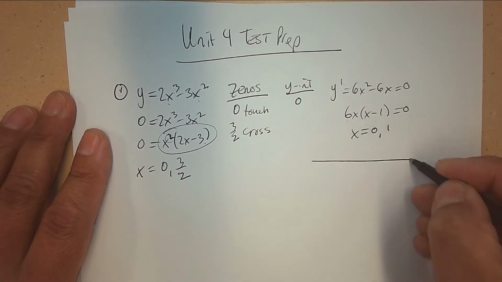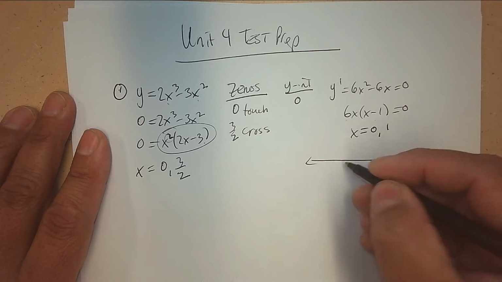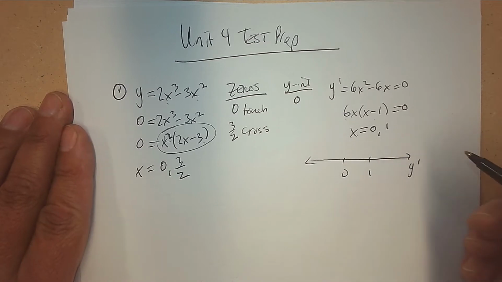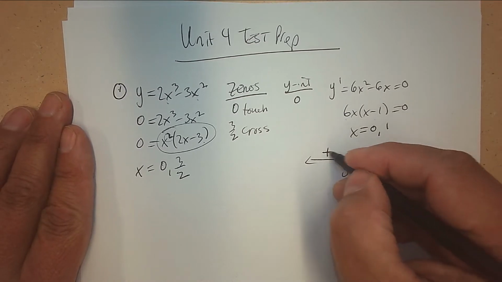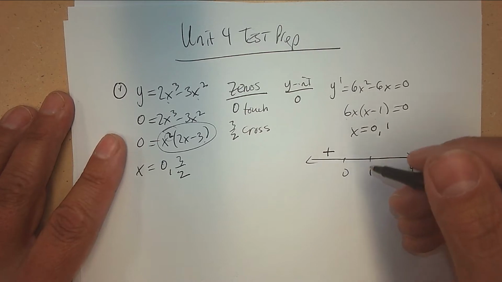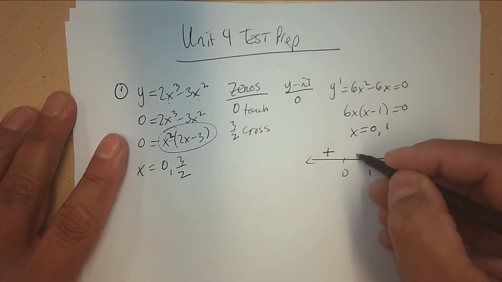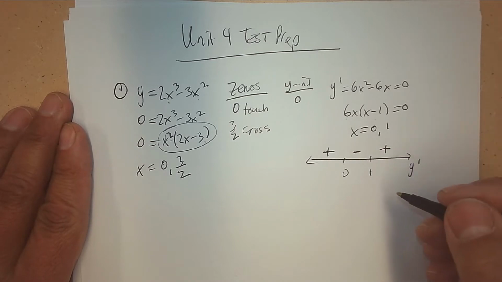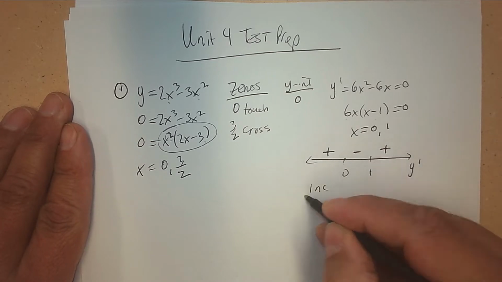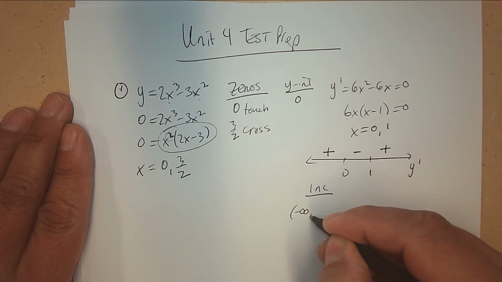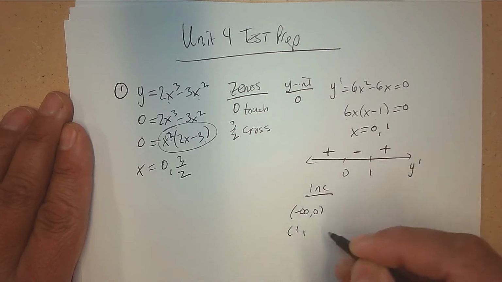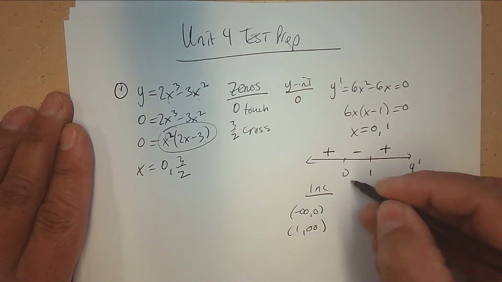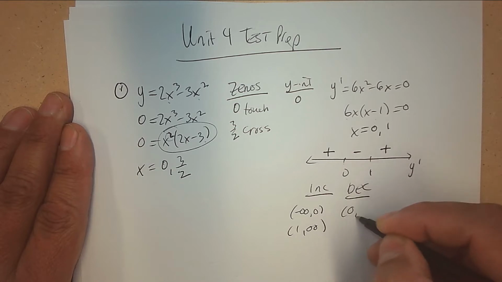We're going to do a first derivative number line using 0 and 1. If you plug in a number smaller than 0, the answer is positive. If you plug in a number between 0 and 1, like 1/2, the answer is negative. And any number bigger than 1 will give you a positive answer. That means it is increasing from negative infinity to 0. It's increasing from 1 to infinity. It's also decreasing from 0 to 1.